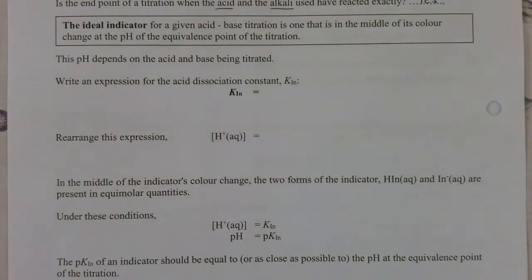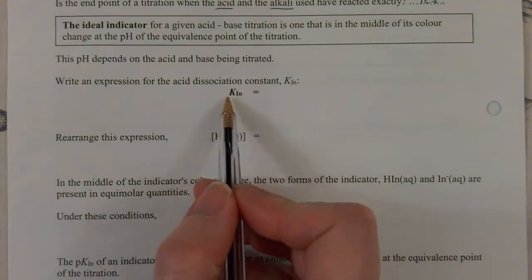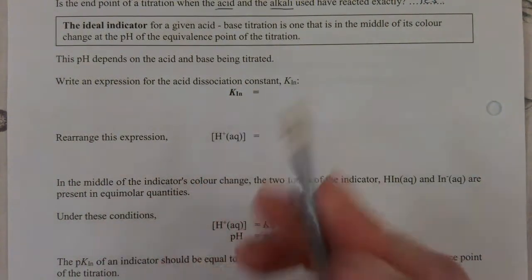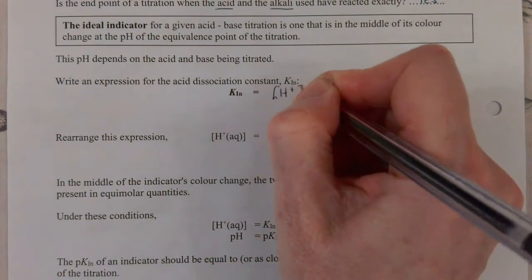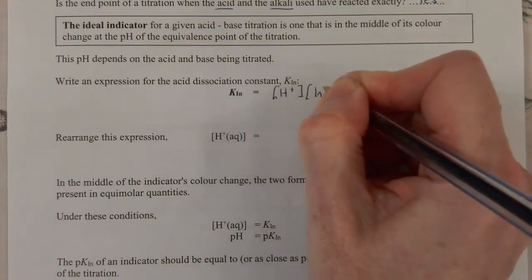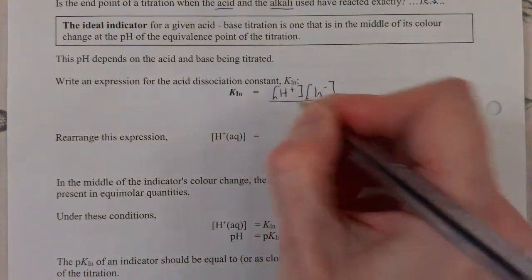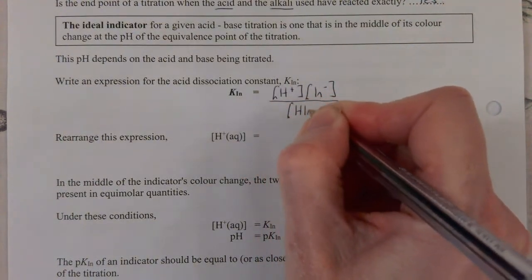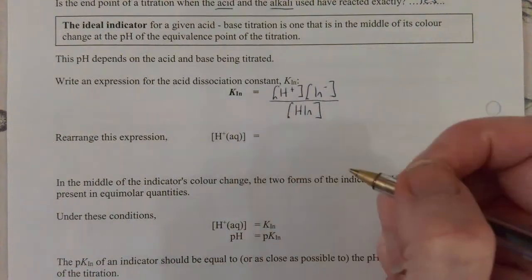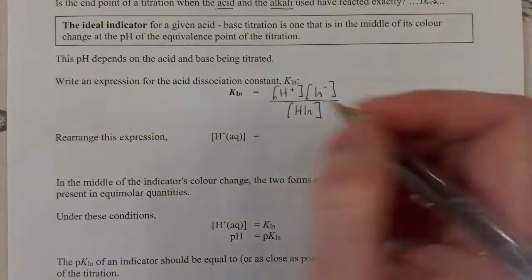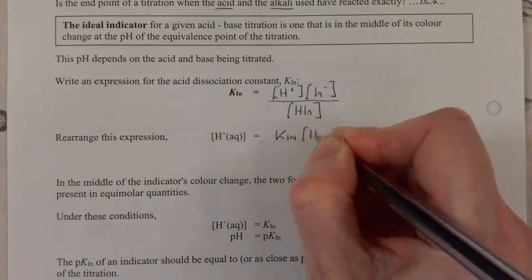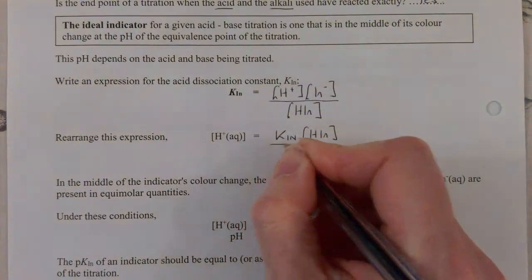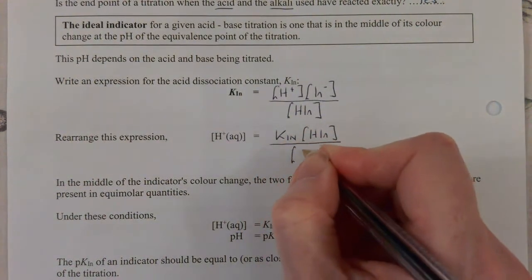So just like any weak acid, we can write the K value for it, the equilibrium constant value. We call this KIn because we're talking about an indicator. But it's the same expression: concentration of hydrogen ions times the concentration of the In- part divided by the concentration of the undissociated acid. Rearranging that to make hydrogen ions the subject, we get KIn times the concentration of the acid divided by the concentration of the salt.